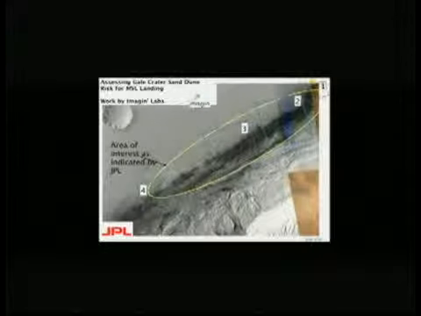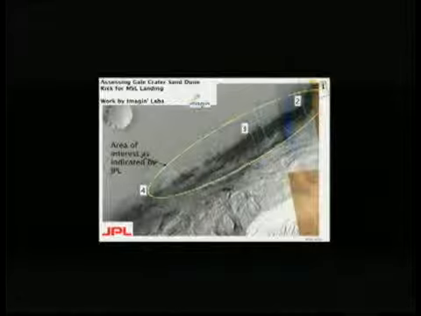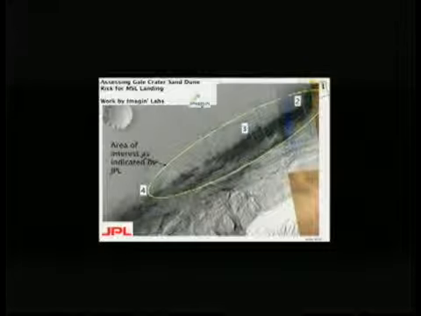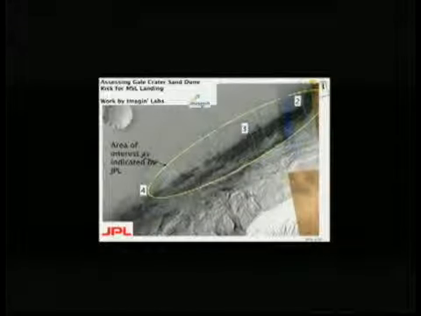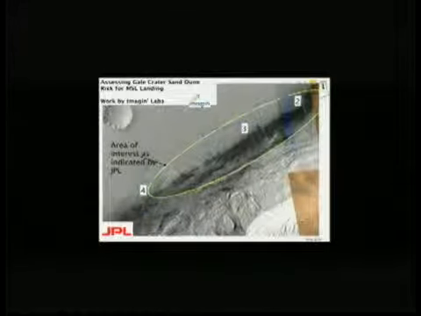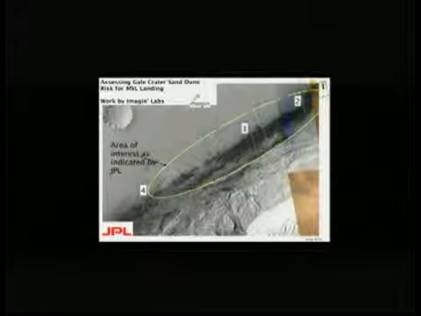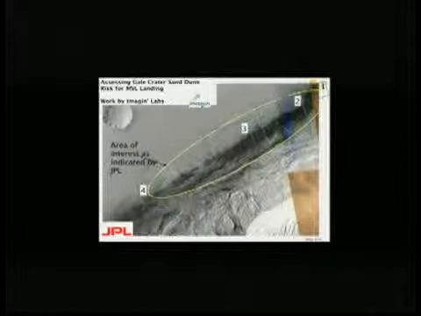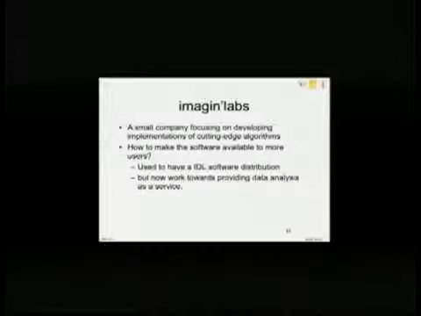So this is where we help JPL decide if the landing site for the rover that is going to land in August, if the sand dune on that landing area is moving or not. Actually, all of them are moving. So to assess how dangerous it is to land the rover over there. Imagine Labs is a very small company focusing on developing implementations of cutting-edge algorithms.